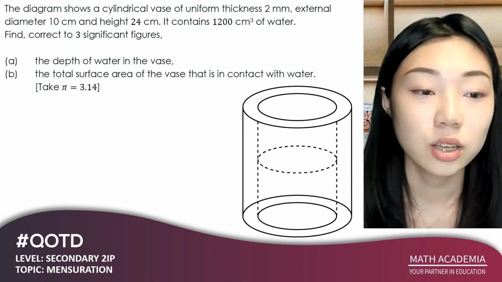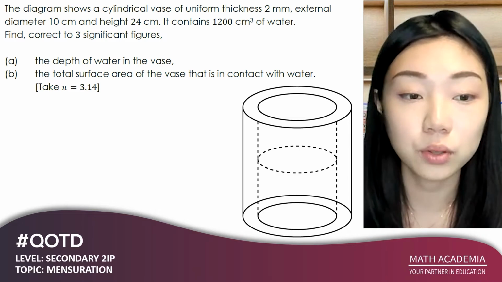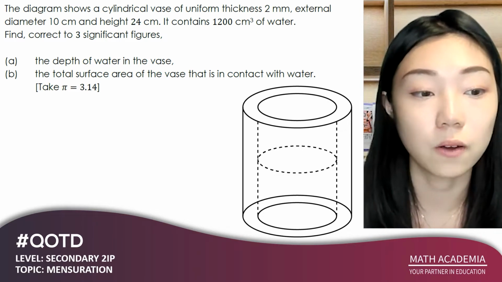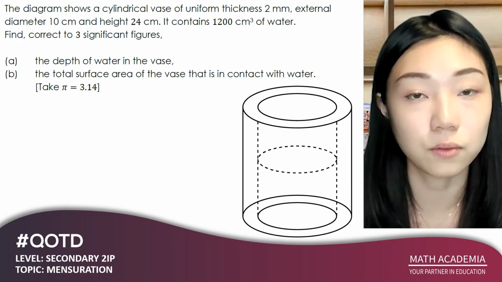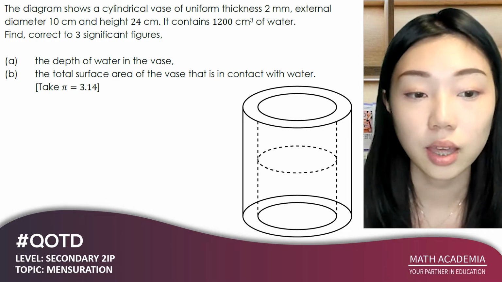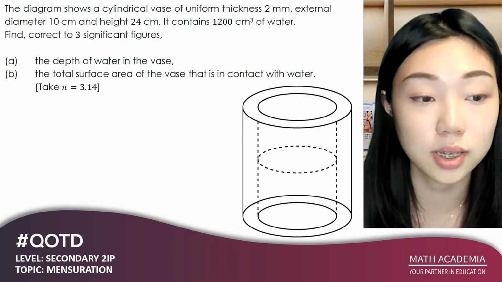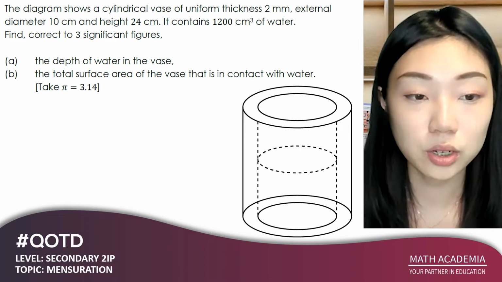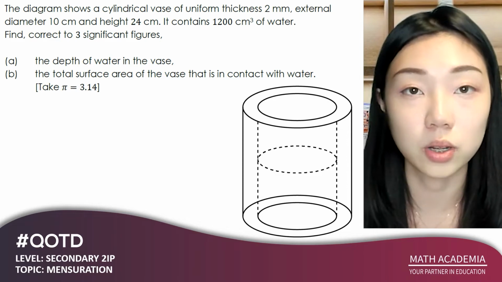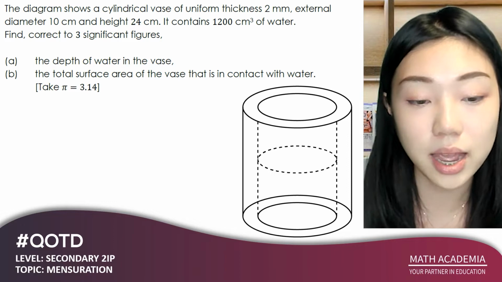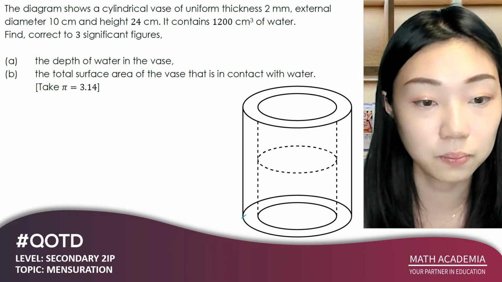The question shows a cylindrical vase of uniform thickness 2 millimeters, external diameter of 10 centimeters and height of 24 centimeters. It contains 1,200 cm³ of water. So the question first wants us to find the depth of water in the vase. Before we start answering part A, let me annotate the diagram.